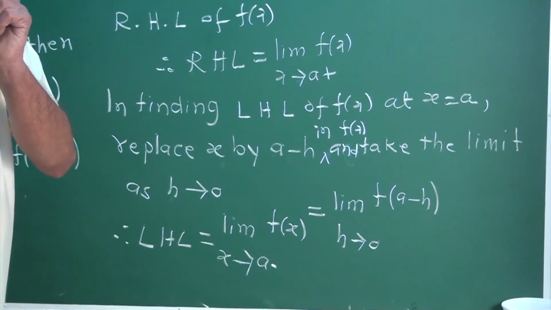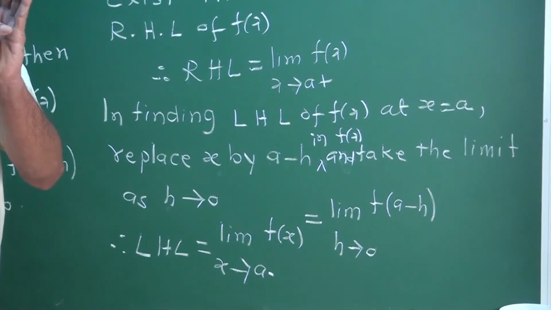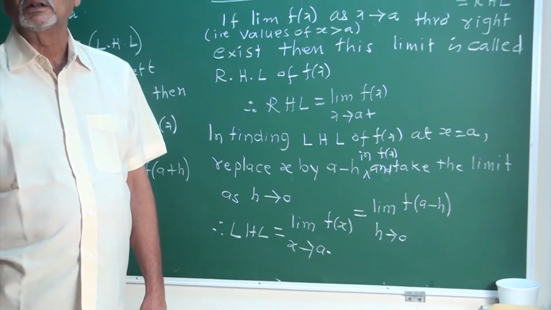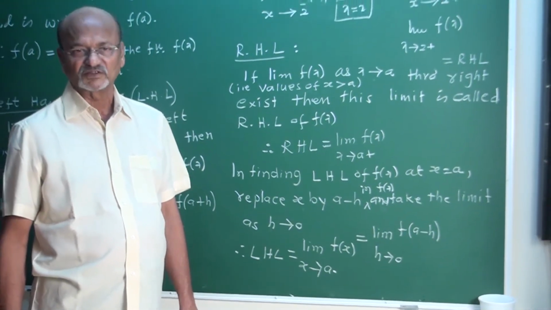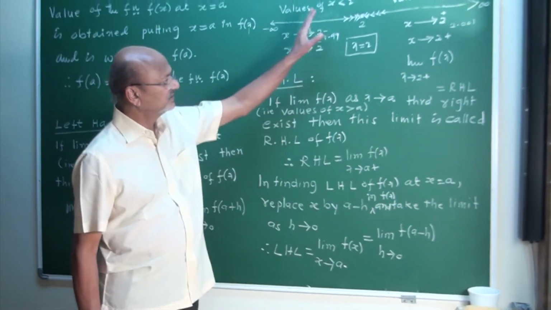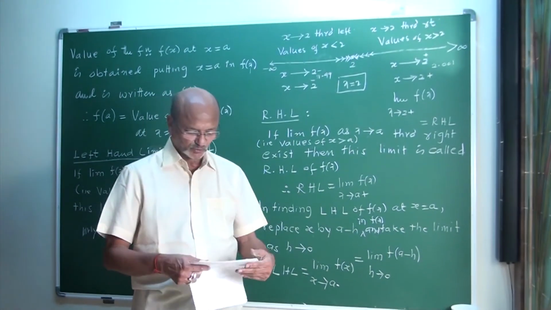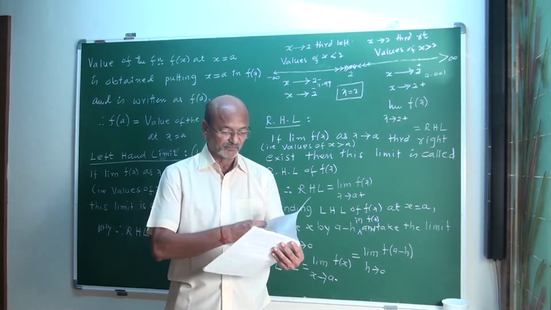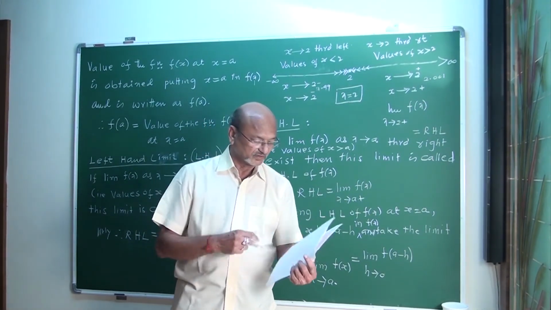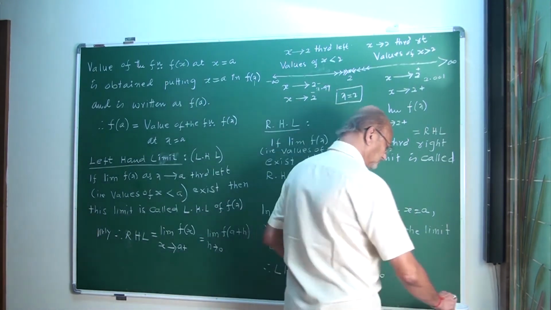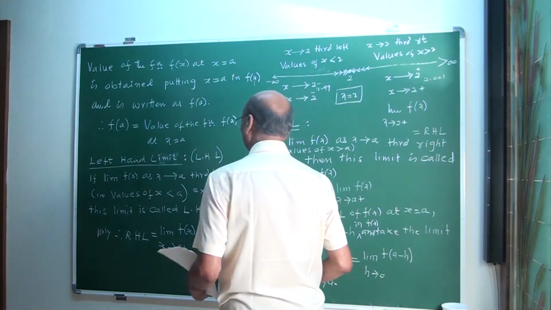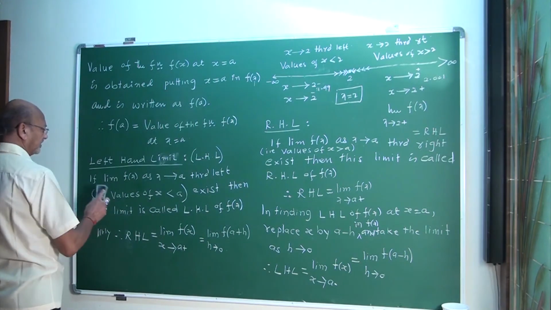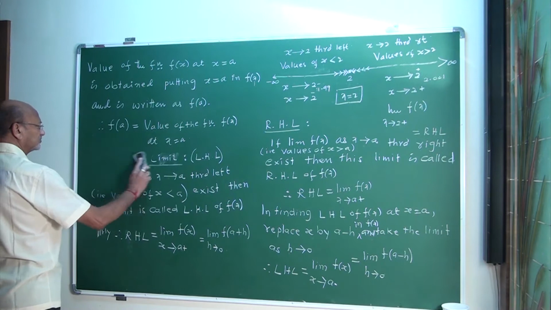This is the method of finding LHL and RHL. This plays a very important role in the continuity of a function. So this is about LHL, RHL, and the limit of a function. This is the value of the function, f(a).